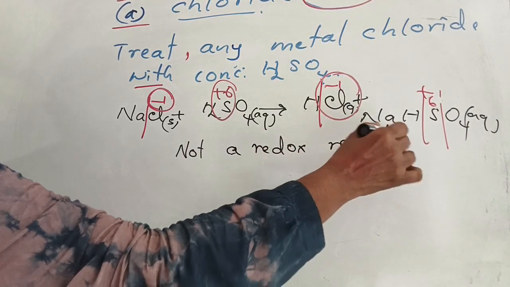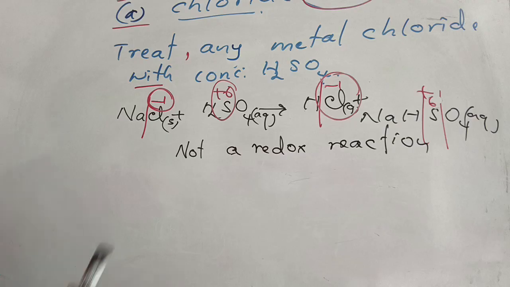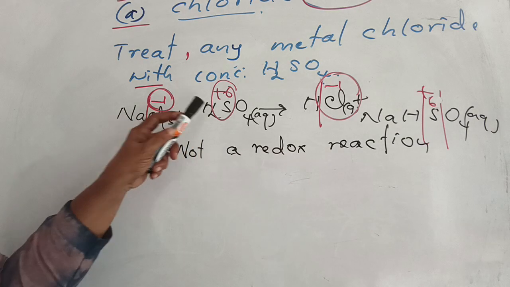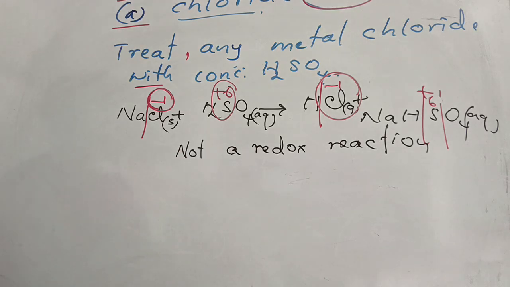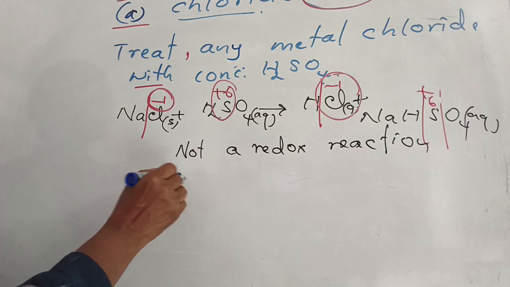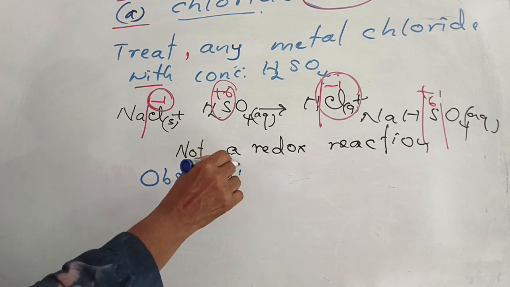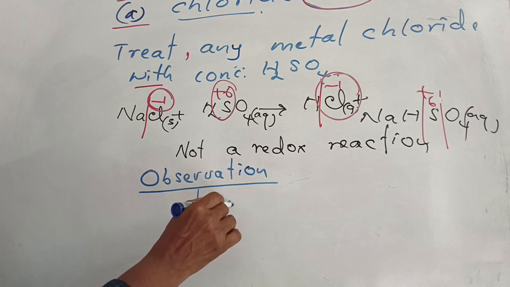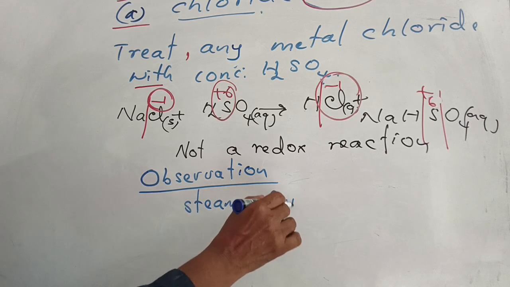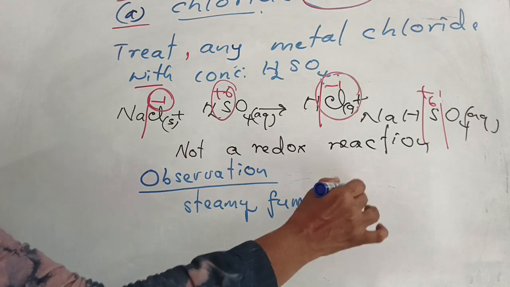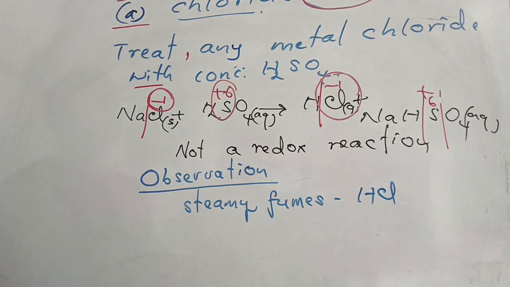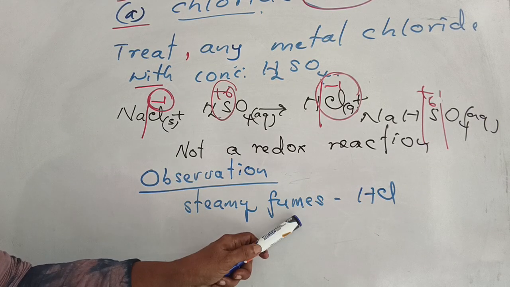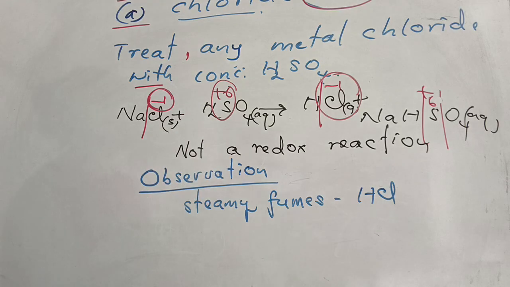In that context, we can see that Cl minus is unable to reduce sulfur from its plus 6 oxidation state, so our observation is very limited. The only observation is steamy white fumes, due to hydrogen chloride gas being generated. Observation: steamy fumes, and it's not a redox reaction.